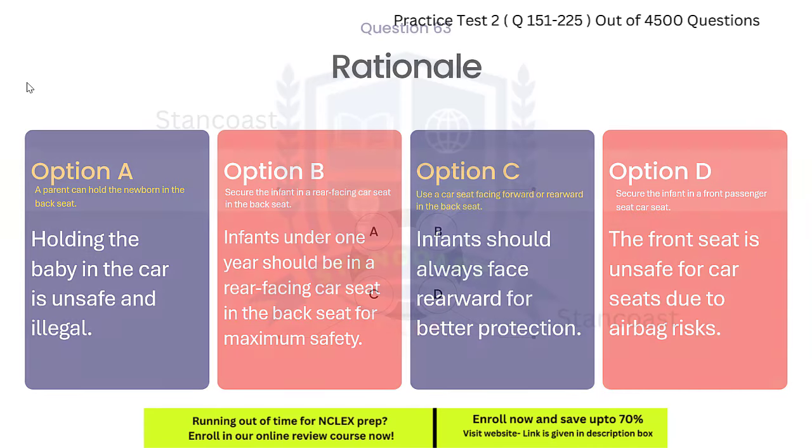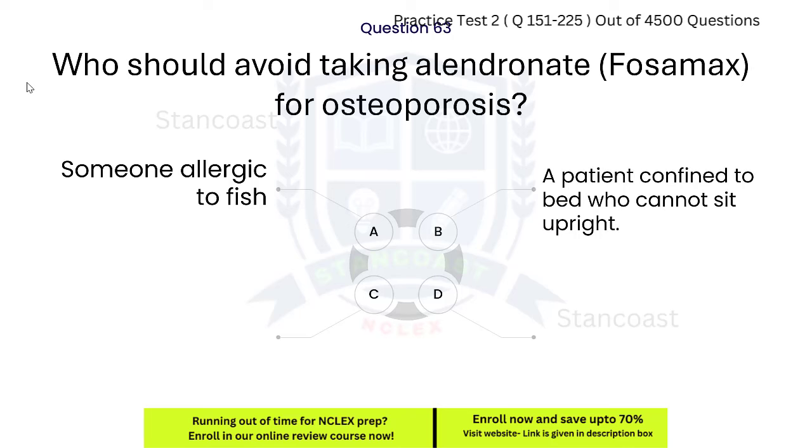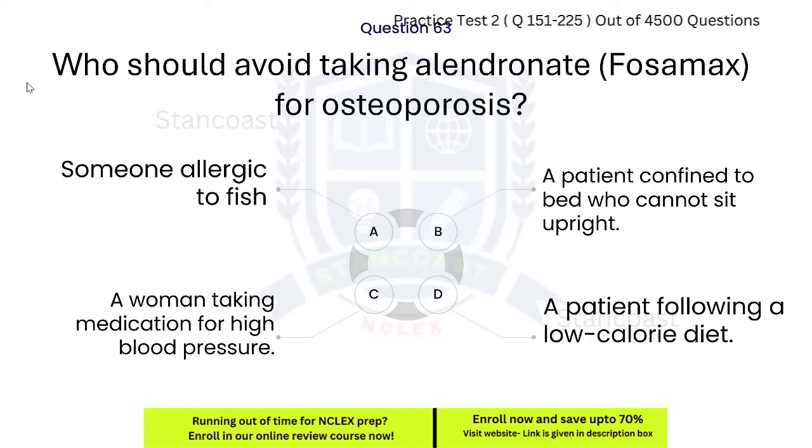All right, next one. Who should avoid taking alendronate, also known as Fosamax, for osteoporosis? A. Someone allergic to shellfish. B. A patient confined to bed who cannot sit upright. C. A woman taking medication for high blood pressure. D. A patient following a low-calorie diet. Think about the administration requirements for alendronate.